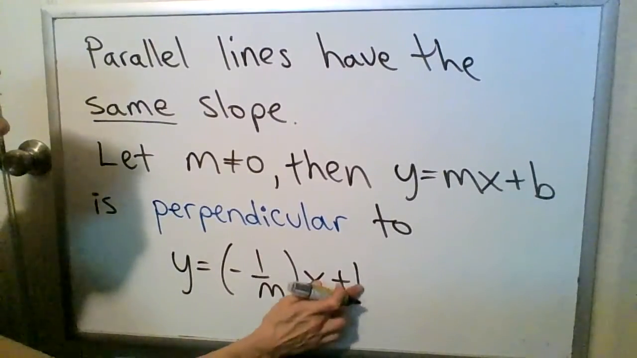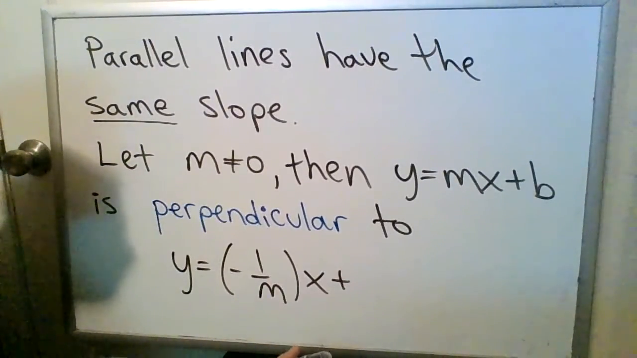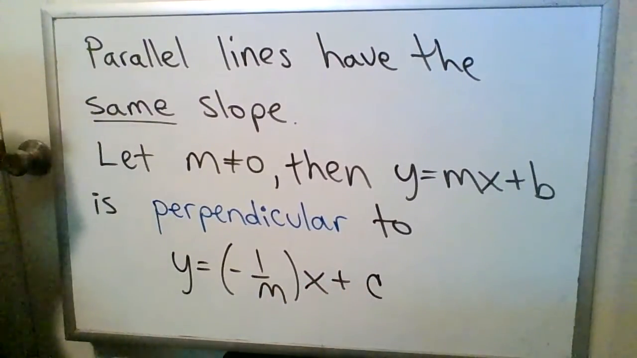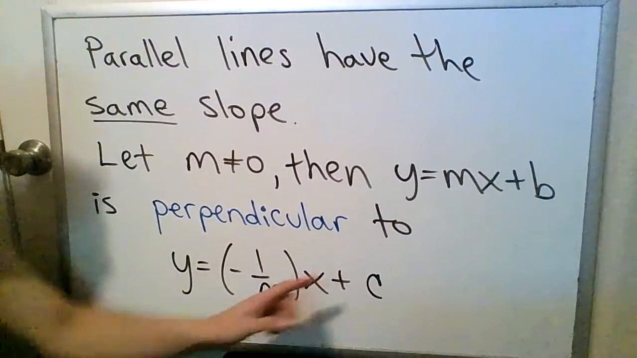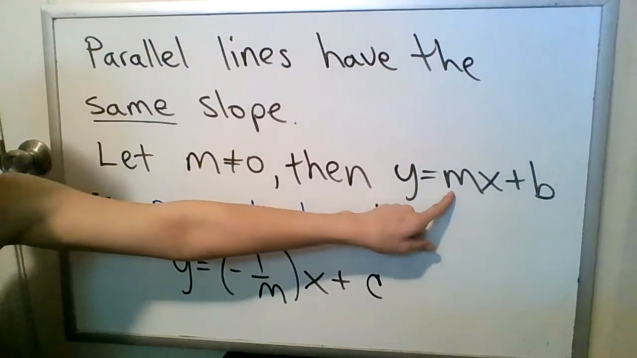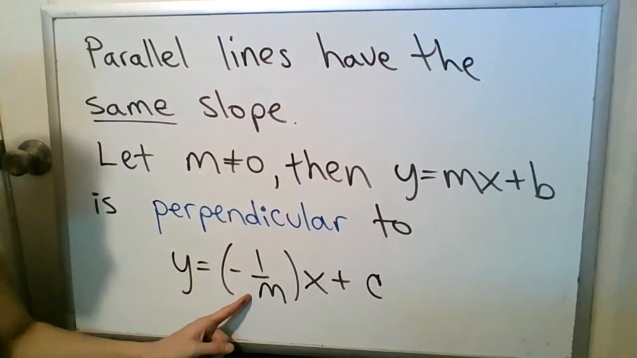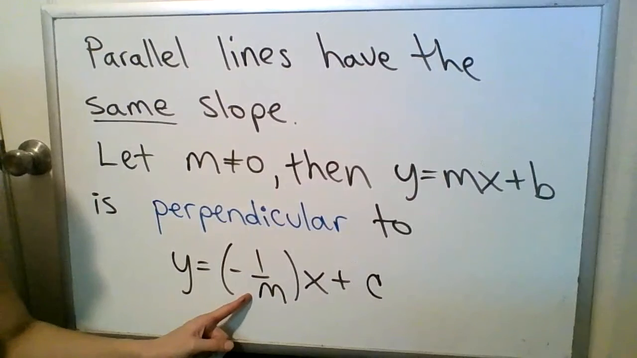Okay, maybe this is some other number that's not b. We're going to call it c. It just represents a number. The focus is that the slope of this line has a negative reciprocal of the slope of the perpendicular line.